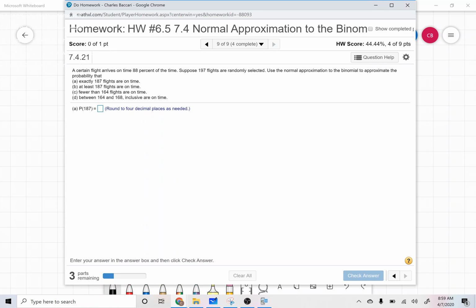And you have to use the n times p times q, and use that in the calculator to get the standard deviation and the mean. I hope this helps, guys.